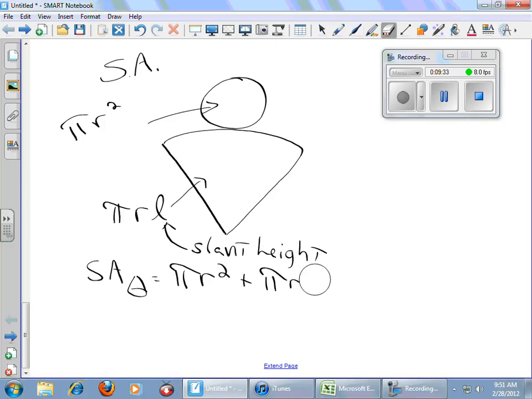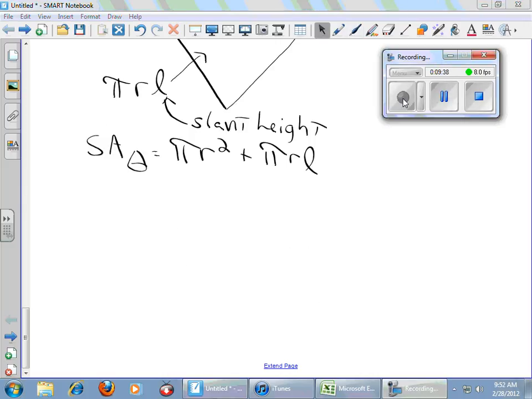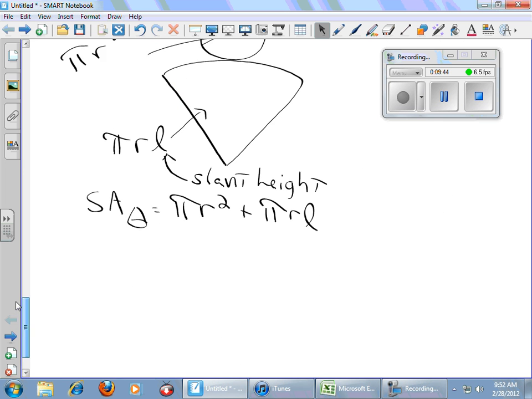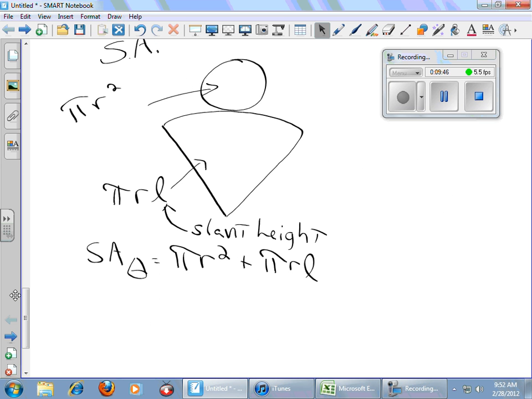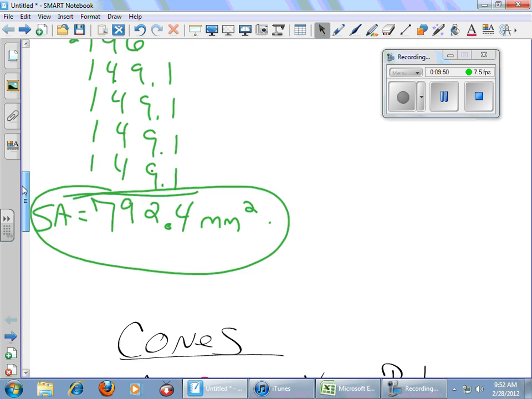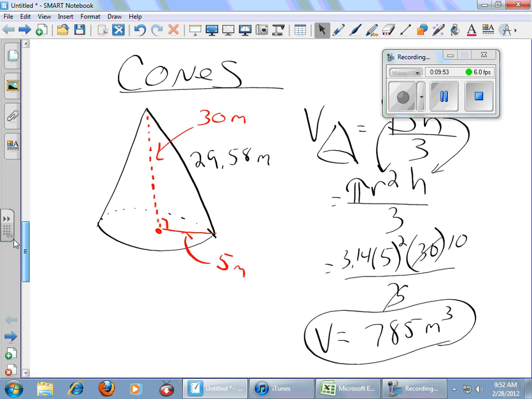Oops, excuse me. Okay, so I believe my radius was, did I give you a radius? No, I didn't even give you a cone, did I? So let's do this cone. Oh yeah, I did. It's back up there. Excuse me. All right, so where's my cone? Cone, there you are.